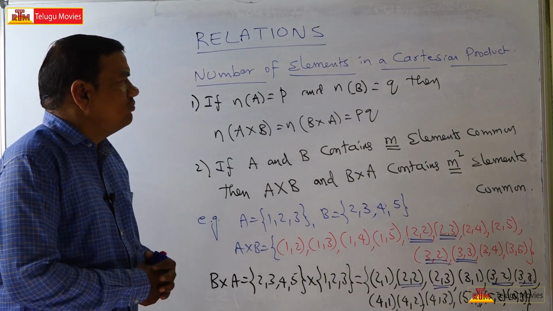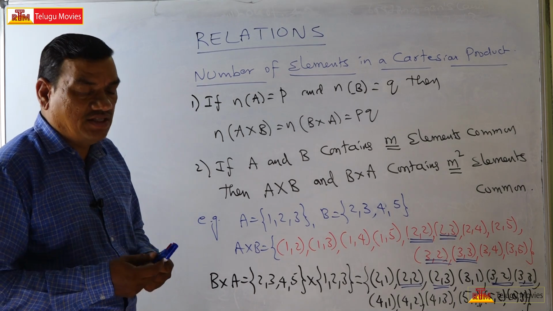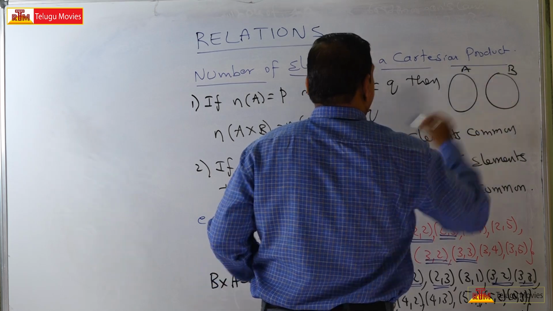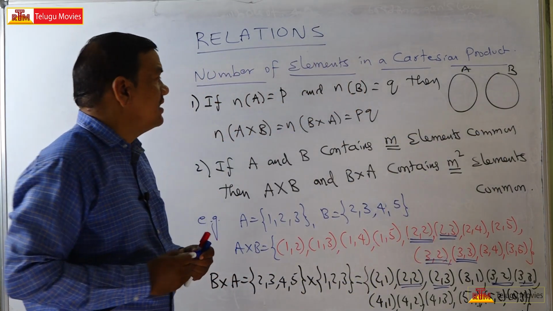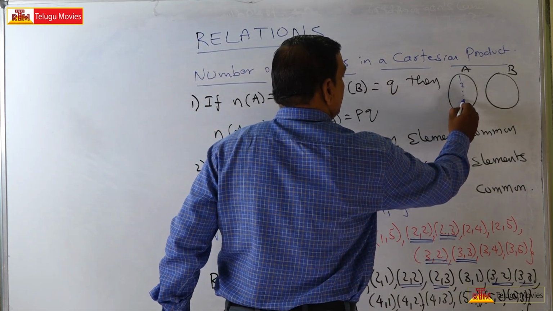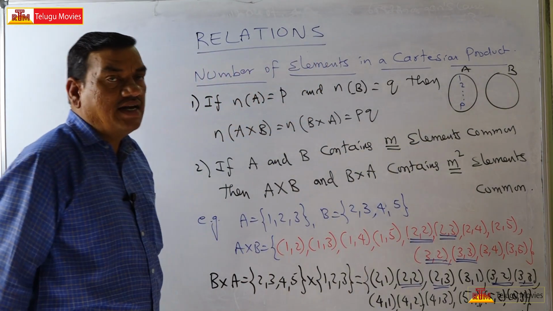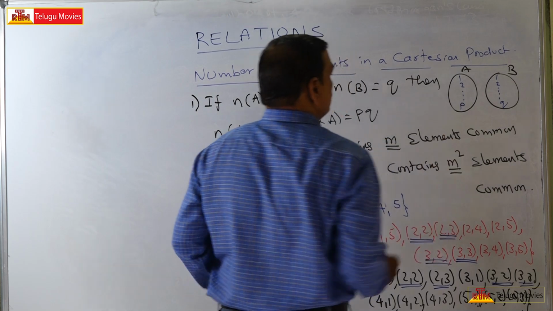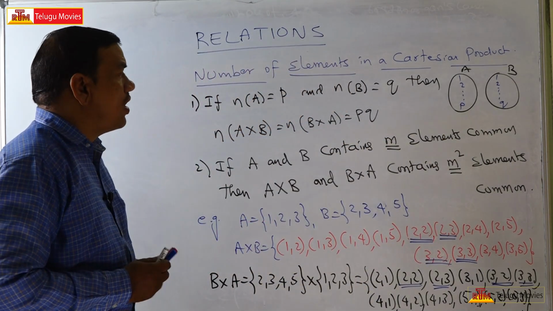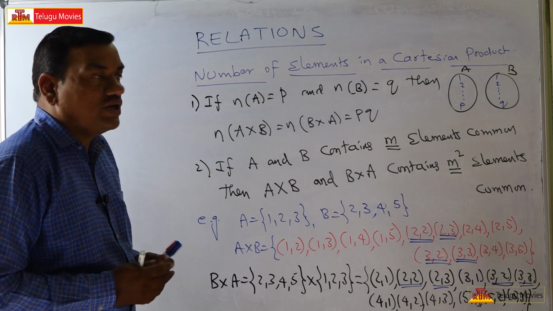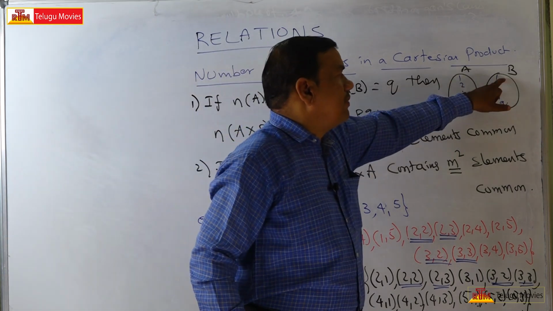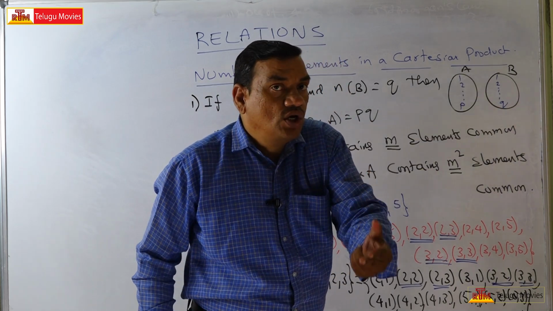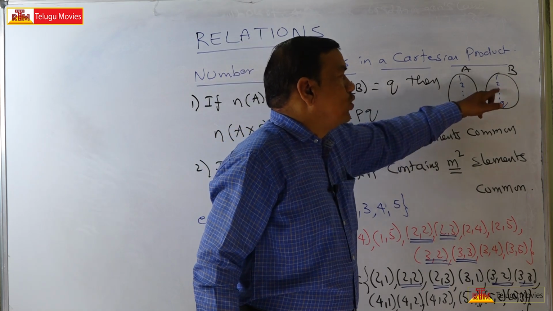Okay now. The proof of this is also a very easy thing. Here there are two sets, A and B. A contains P number of elements, that means 1, 2, 3, and so on up to P. B contains Q number of elements, 1, 2, 3, and so on up to Q. So the number of ordered pairs which belong to A cross B: how many will you get? (1,1), (1,2), (1,3), ... (1,Q). That means 1 is written how many times? Q times.